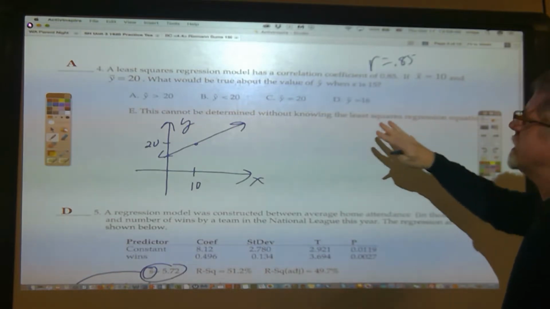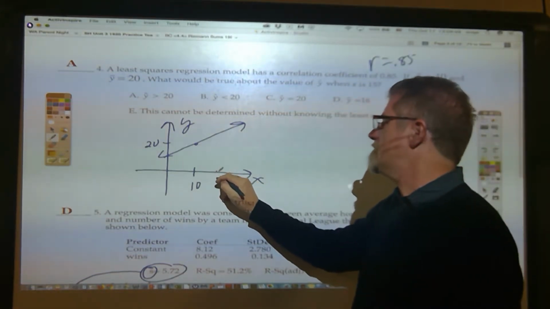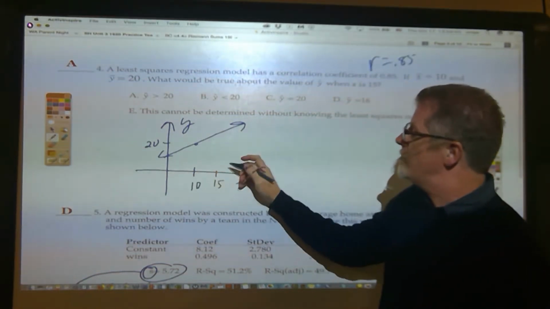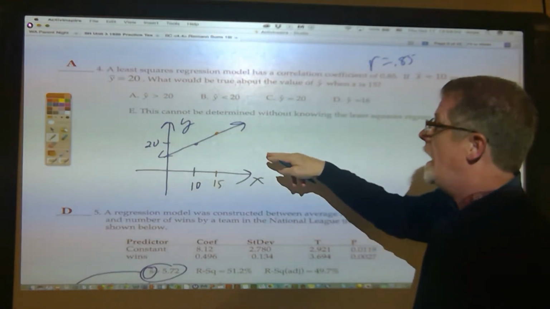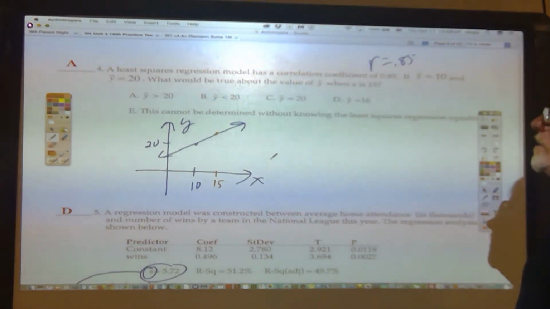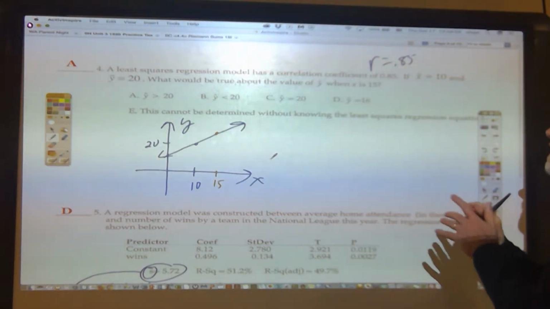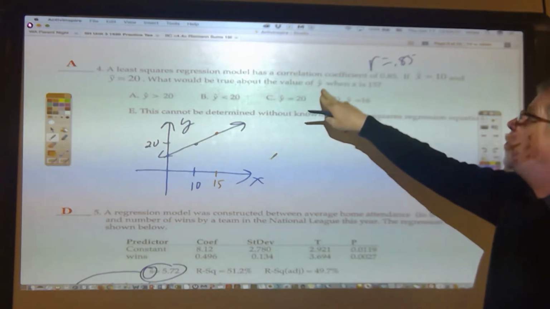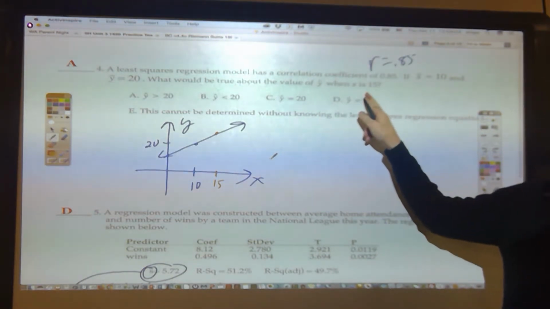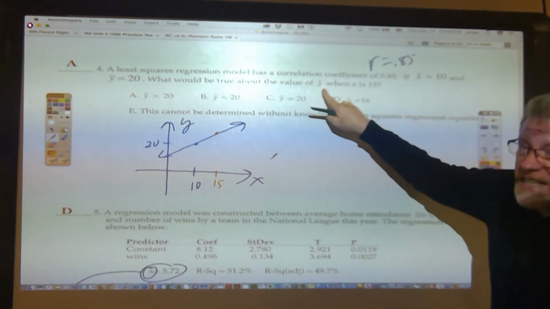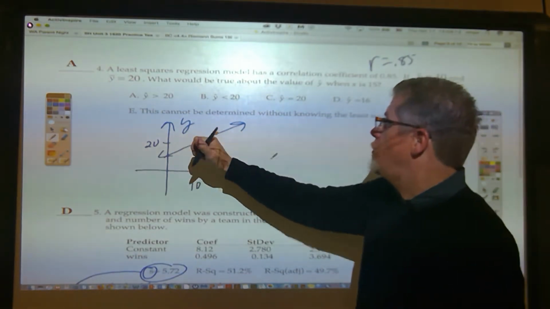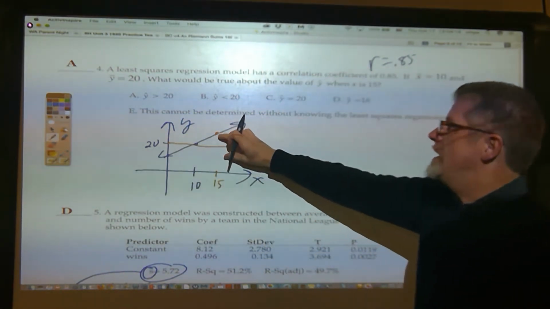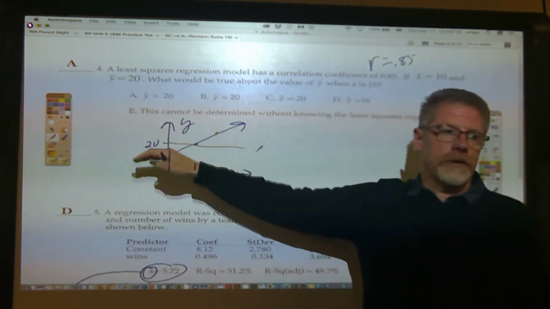Now, we have to locate x is 15. When x is 15, that means we're above average on x, which means we're going to be above average on y. So now you can tell that whatever y hat is, in fact, if they said, what's true about the actual value of y when x is 15, the answer would be cannot be determined. We don't know what y is going to be. All we know is the predicted value of y. And so the predicted value of y, whatever it is, it'll be greater than 20. And that's how we know that letter A is the answer.